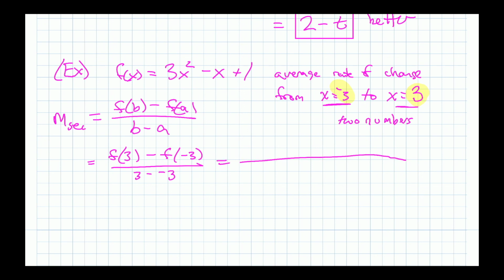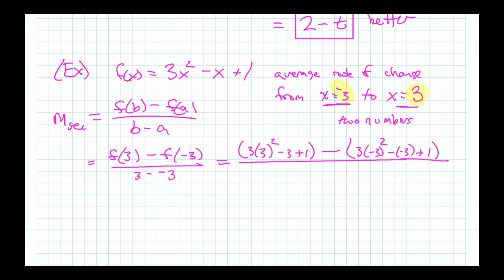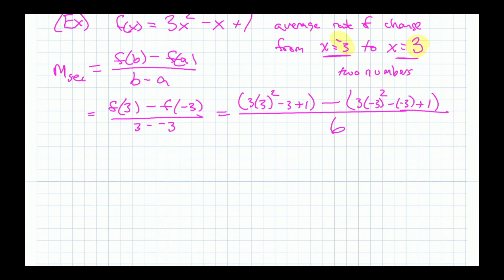So you just plug these in. f of 3 is going to be 3 squared minus 3 plus 1, minus f of -3, which is going to be 3 minus 3 squared minus -3 plus 1, over 3 minus -3, which is 6. Okay? So you work this out. We should be able to get numbers here.